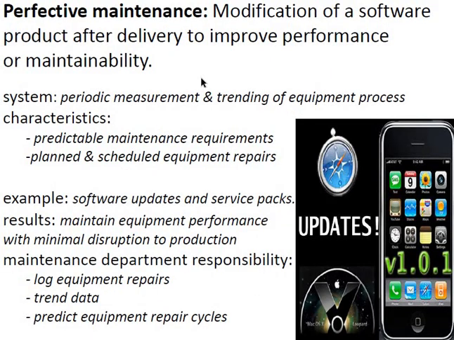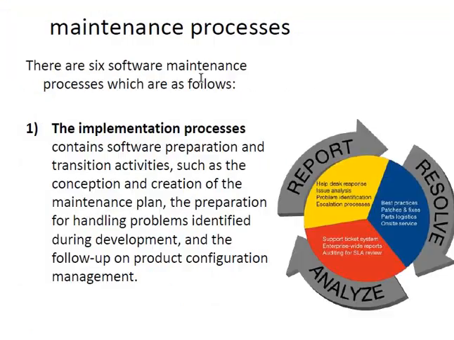Then we have the perfective maintenance, the modification of a software product after delivery to improve the performance or maintainability. Now we are talking about the performance of a system. So the modification you are doing after the delivery of the product is to improve its performance or maintainability. For example, software updates: you are using Android and iOS, you are getting software updates. That is nothing but perfective maintenance, for a better UI and better performance of your system. So software updates, service packs and all these things are available under perfective maintenance.